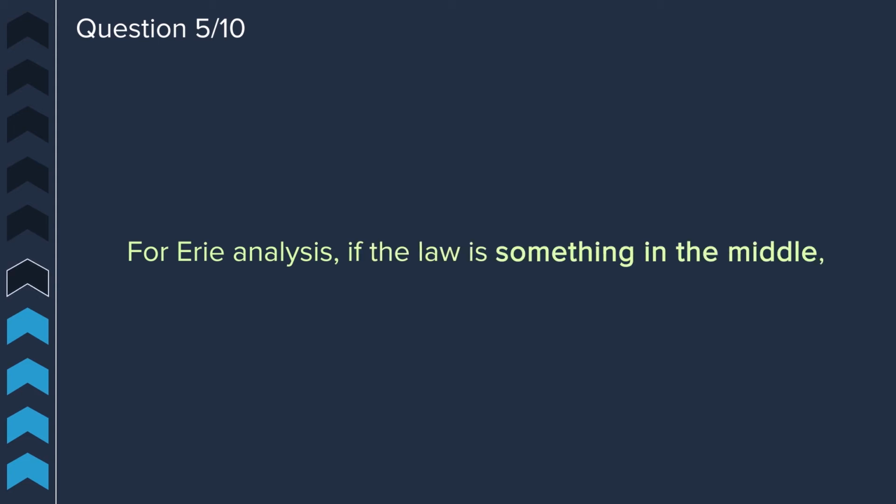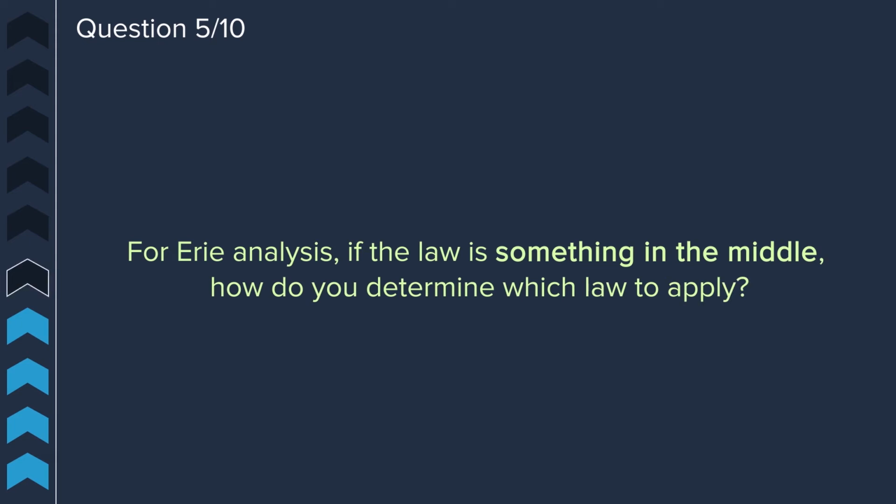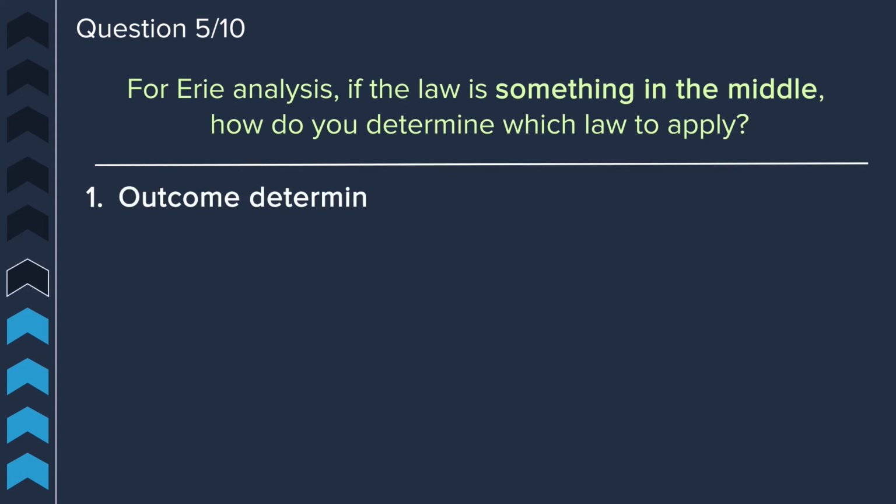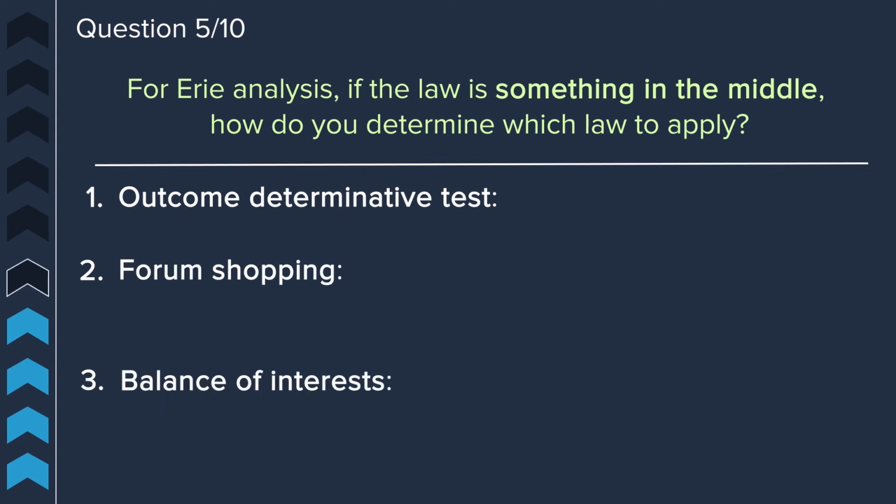Question 5. For Erie analysis, if the law is neither substantive nor procedural, meaning something in the middle, how do you determine which law to apply? There are 3 different tests that you can use. First, the outcome determinative test. Second, the forum shopping test. And third, the balance of interest test.